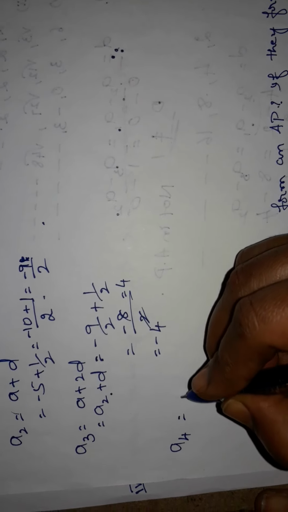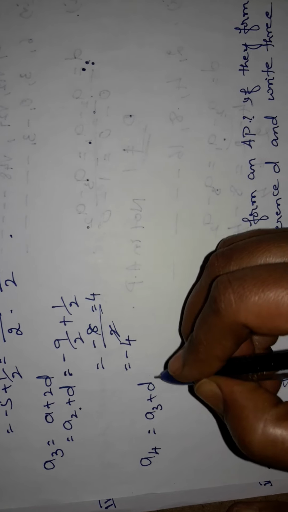Therefore, A2 is what here? Minus 9 by 2. Plus D is what? 1 by 2. Add it. Minus 9 plus 1, minus 8, over 2. 2 fours are 8. So A3 equals minus 4. Next, A4. A4 equals A3 plus D. A3 is how much? Minus 4. Plus D is how much? Half. Again take the LCM 2. 4 twos are 8. Minus 8 plus 1, that is minus 7 by 2.